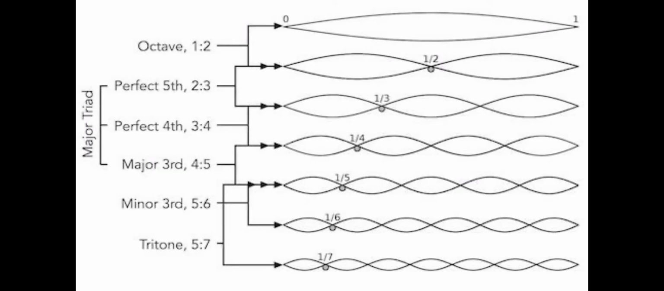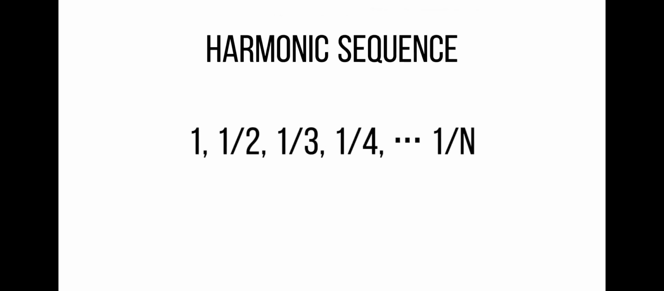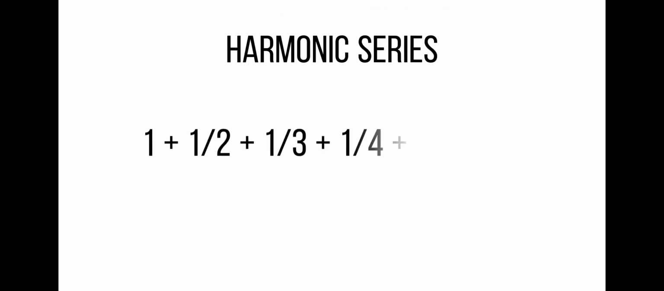Finally, going back to the math, the length of the fundamental wave could be marked as 1. So the second harmonic has a wavelength of 1/2, and so on. This creates a harmonic sequence of 1 over n. Another interesting fact is that the sum of the harmonic sequence, also called the harmonic series, is infinitely large.